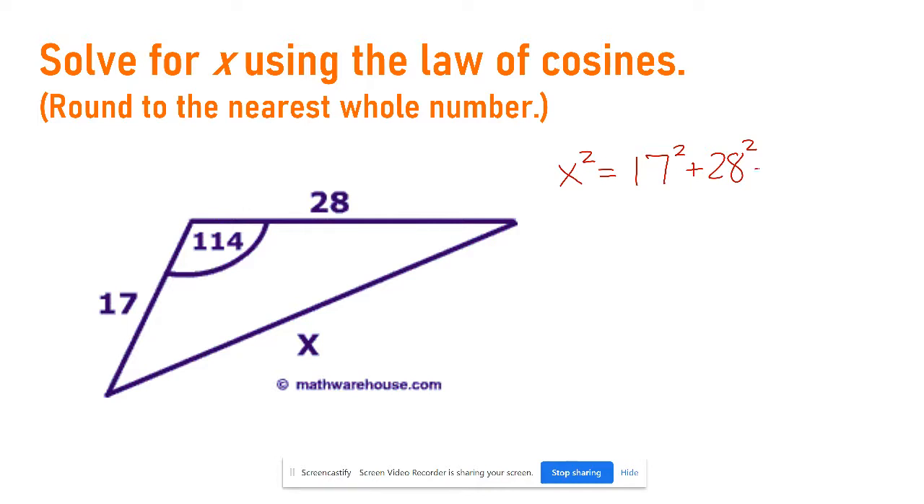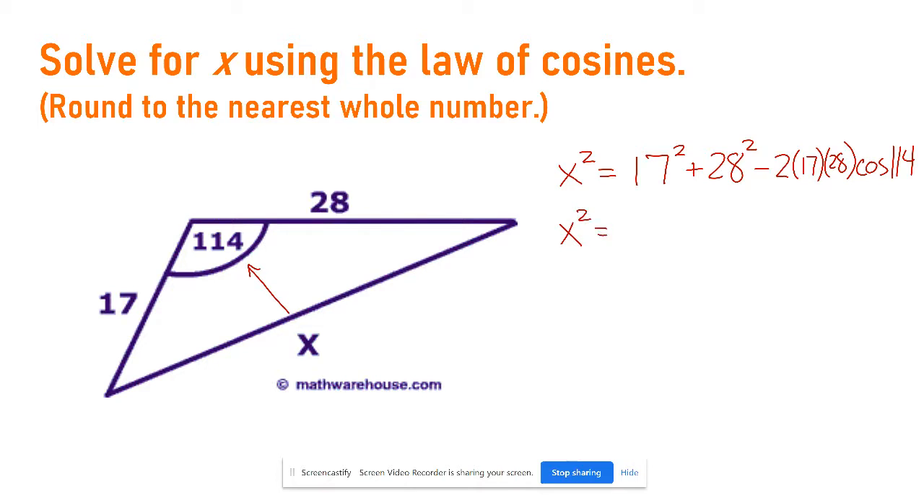And we have this last piece. We have minus 2 times 17 times 28, 2 times each of those other side lengths, times the cosine of the opposite angle. So if we're looking for side x, the opposite angle is the 114. I'm going to have to squeeze that in there. So times the cosine of 114. Now it's just a matter of plugging all this into a calculator and getting your value.